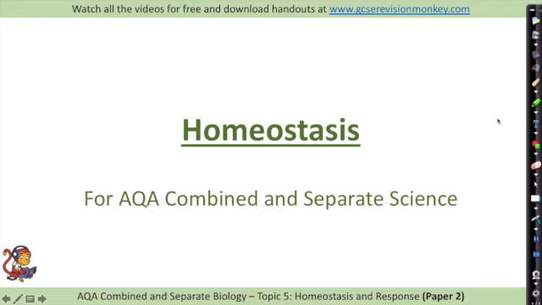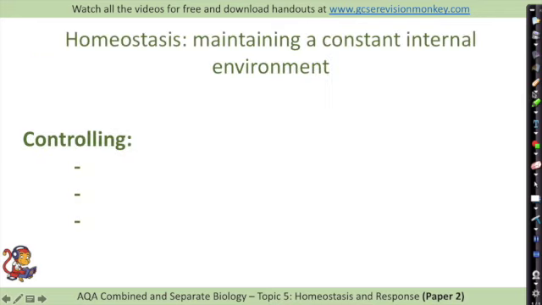First of all, we'll look at homeostasis. What homeostasis means is maintaining a constant internal environment inside an organism. So the main things that you want to control are things like your blood glucose levels. If they get too low or too high, that can cause serious health problems.